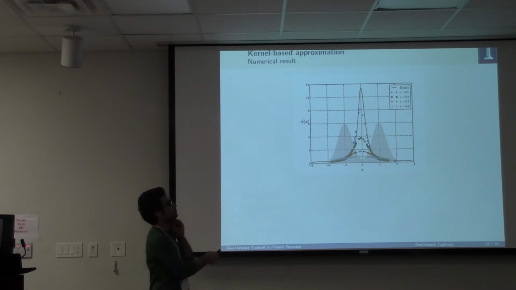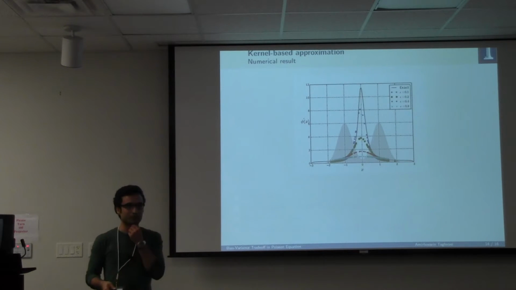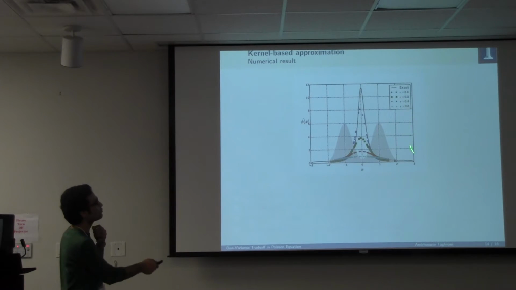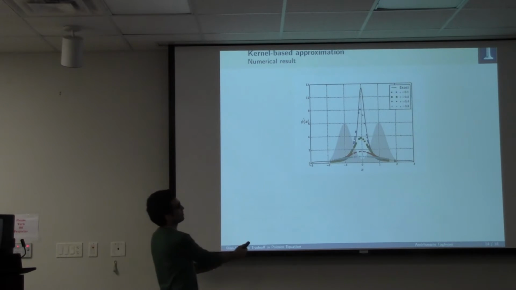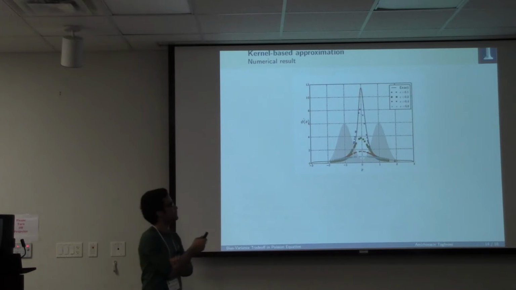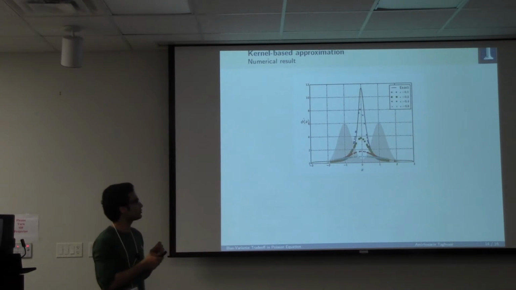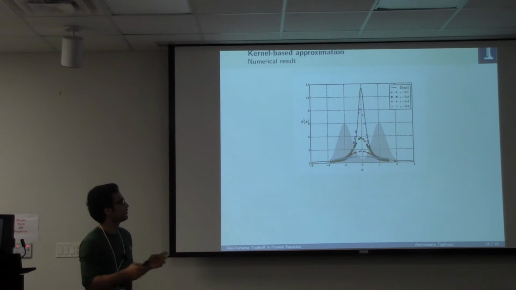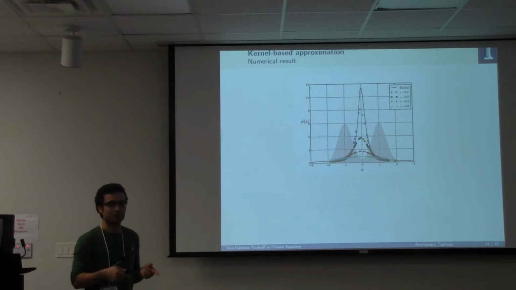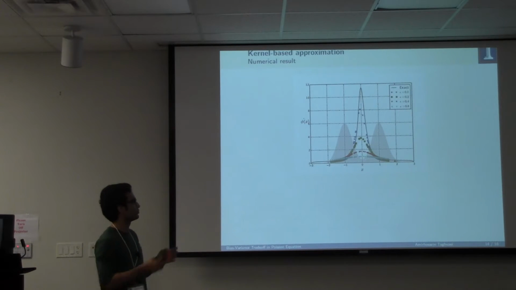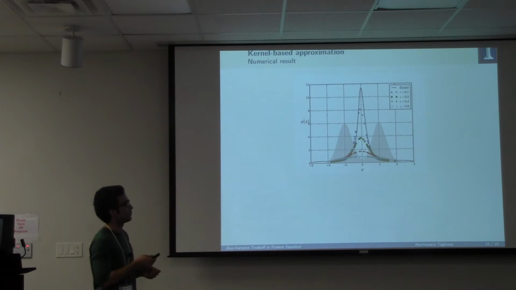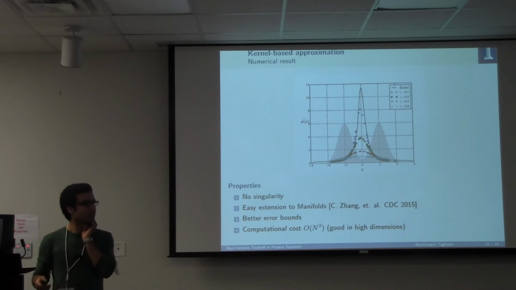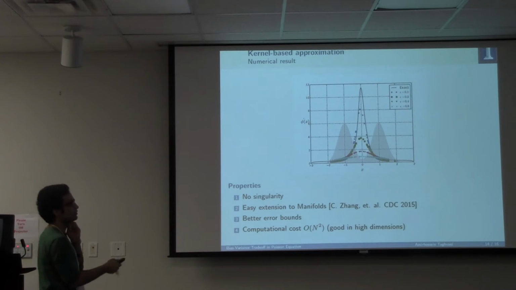Okay, so again, the bimodal distribution example, I applied the kernel-based algorithm for different values of epsilon. As you see, as epsilon is decreasing, the solution becomes more and more accurate. But after some point, for very small values of epsilon, the solution becomes irregular. So there is some optimum epsilon.